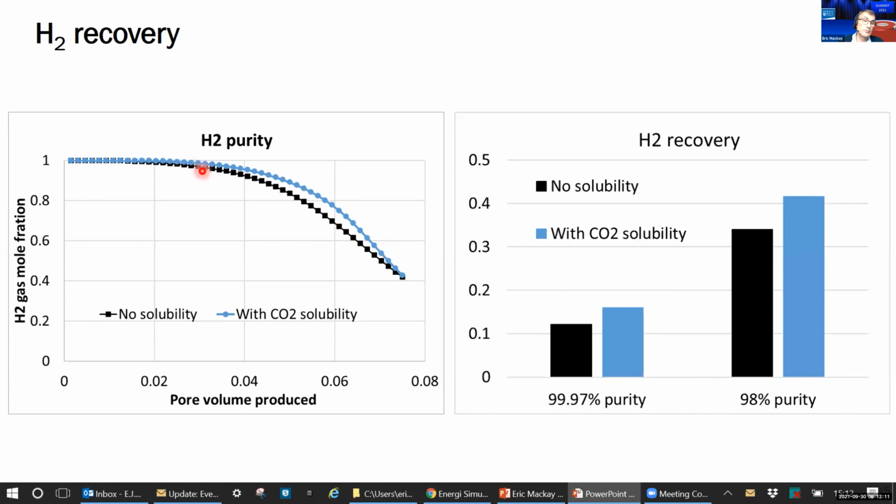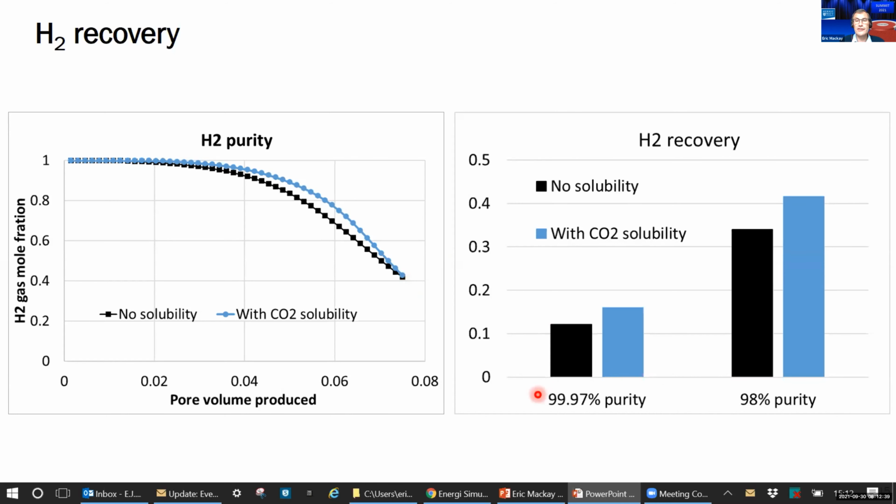Now, actually, the big picture here is that we've only recovered 3% of the pore volume before the purity starts to drop. So that tells us that, as well as interesting physics going on here, we need to work quite significantly to increase the volume of the cushion gas, and perhaps the second half of the cushion gas needs to be hydrogen to prevent that early drop off in purity.